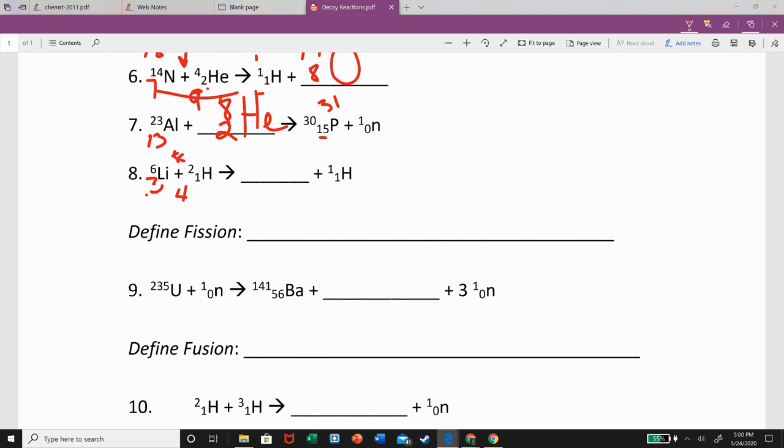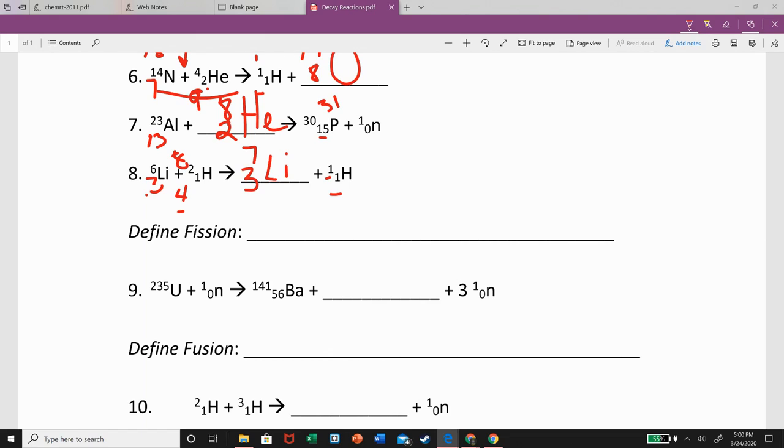So then my numbers on the other side have to also add up to 8 on the top and 4 on the bottom. So I already have a 1 on the top over here. So then I'm going to have a 7 because 7 plus 1 equals 8. So then over here I have a 1, right? And I need to get to 4. So then it's going to be a 3. So then atomic number 3, lithium.